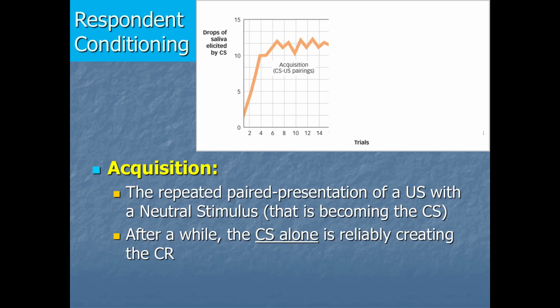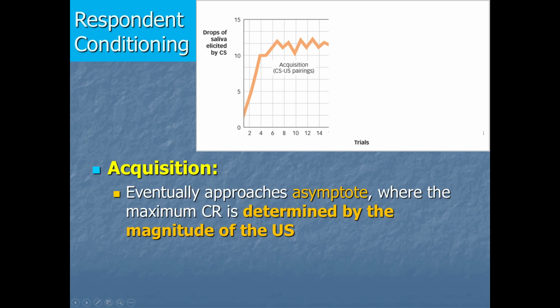In other words, what we're graphing here is how strong the respondent conditioning is. So this is the acquisition process getting up to this kind of maximum high point at the top. Now eventually the CR, the response to the conditioned stimulus, that would be the salivating here, is going to max out basically. It approaches an asymptote. And even with additional CS-US pairings, even with more experience of bell plus meat, bell plus meat, bell plus meat, the CS won't really elicit more of a CR. It's maxed out. And if you're wondering what determines that asymptote, like what determines what that maximum is, it's determined by the magnitude of the unconditioned stimulus.